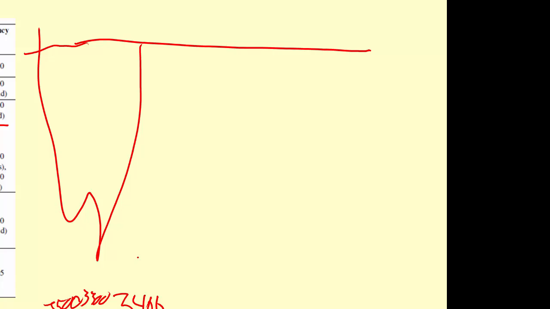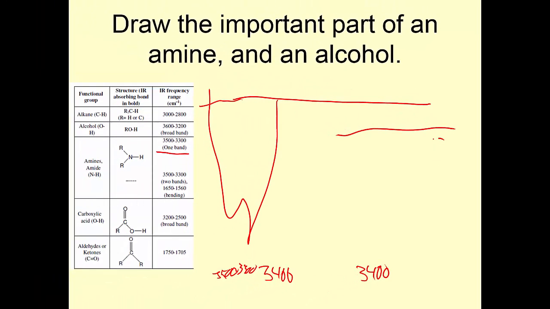Okay, there's an amine. If I were to draw an alcohol, 3,600 to 3,200, let's call this 3,400, I would have one broad band. See, I made it broad? That's it. So basically, you should be able to look for a distinct broad band for it.